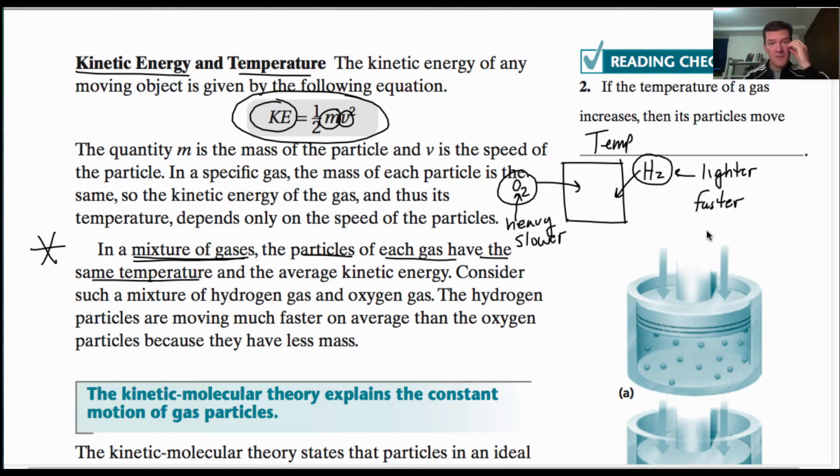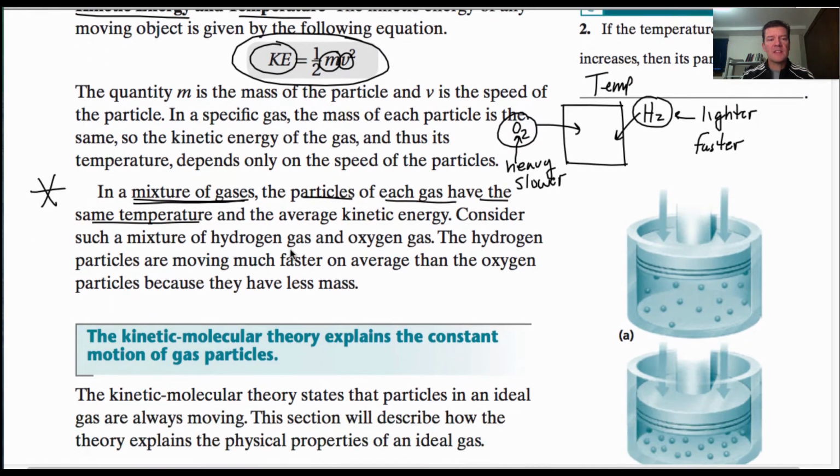Or think of vehicles, a big truck and a small car. They collide. Well, who's going to win the collision? The only way the small car is going to win the collision is if it is going much faster. Okay? All right. So that's explained down here.